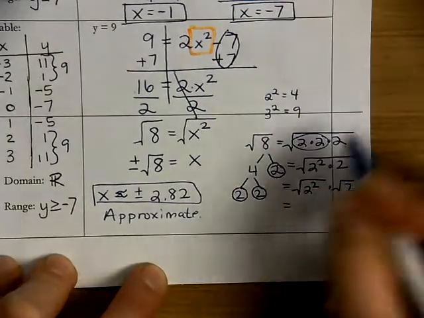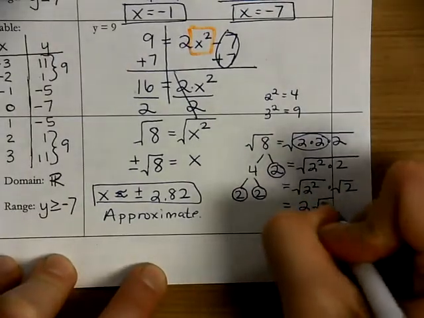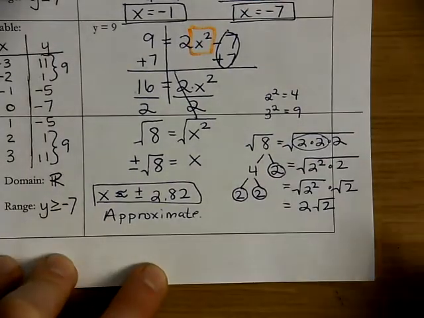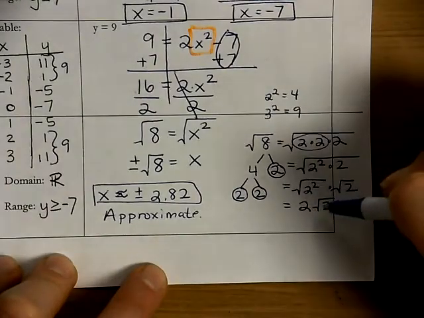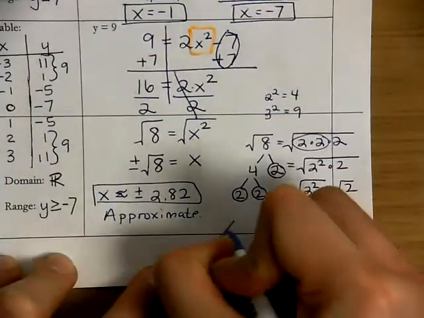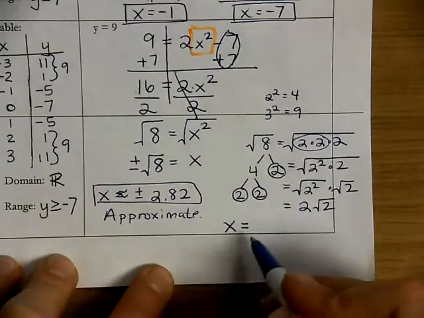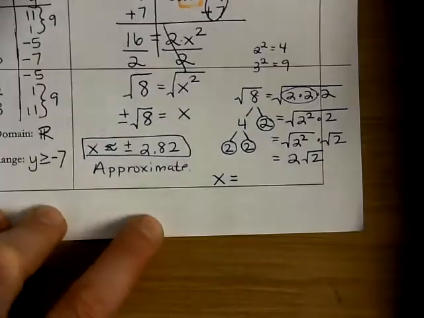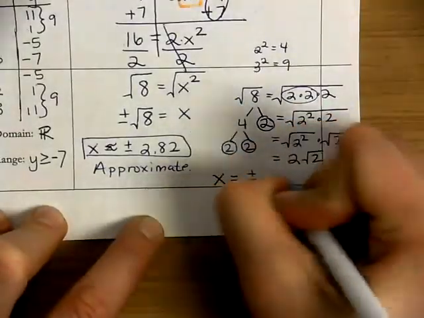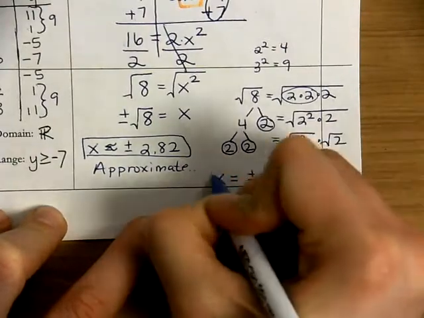Well, the square root of 2 squared is 2. The square root of 2 is just the square root of 2. So the square root of 8 is equal to 2 times the square root of 2. So we get x is exactly equal to plus or minus 2 times the square root of 2.